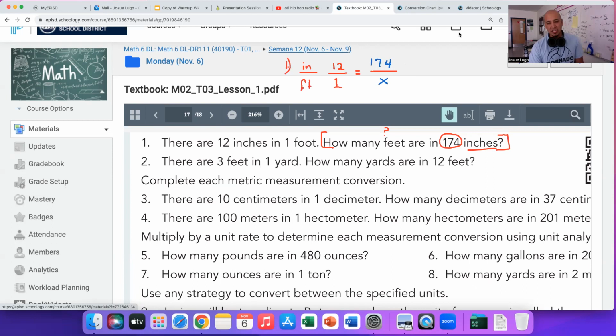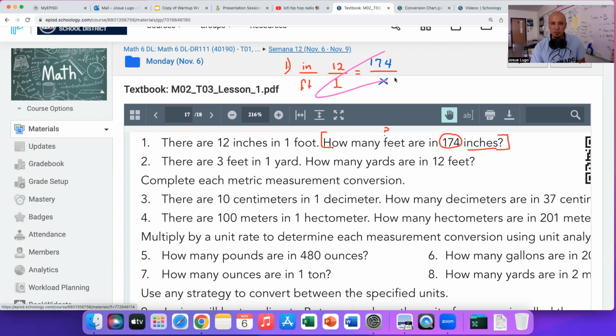And now I can actually work it out. And there's a couple ways that I can do that. Number one, I can simply ask myself, 12 times what will give me 174, and then multiply 1 by that same number. You can figure out what that number is by simply dividing 174 by 12. That will tell you what to multiply by, and then you multiply 1 by the same number, and that will give you your x. Or like what I like to do, we can always cross multiply and divide.